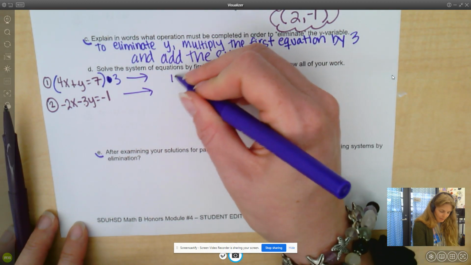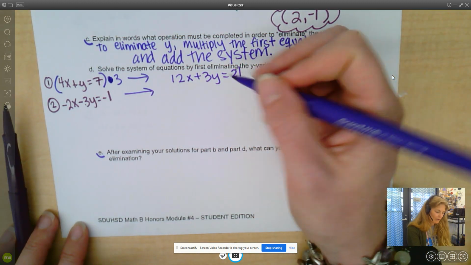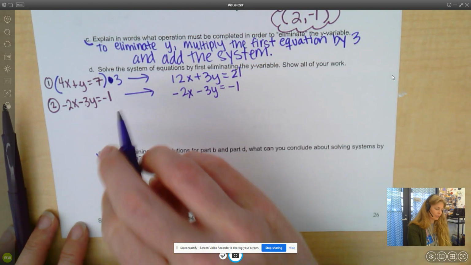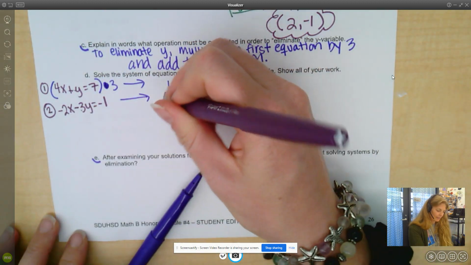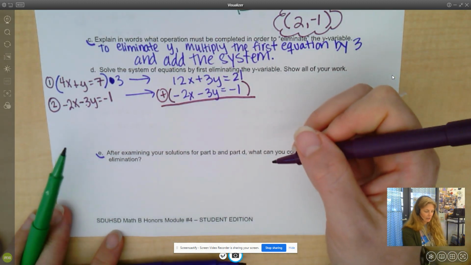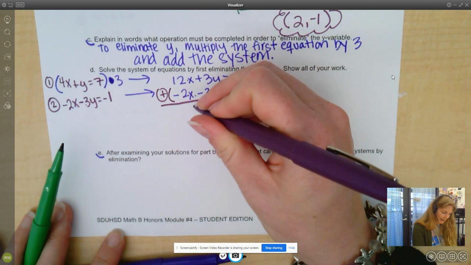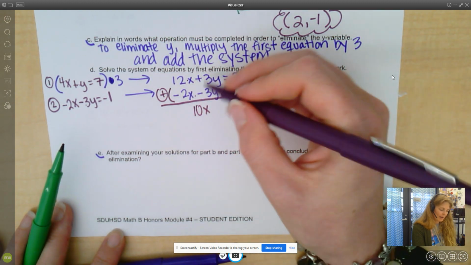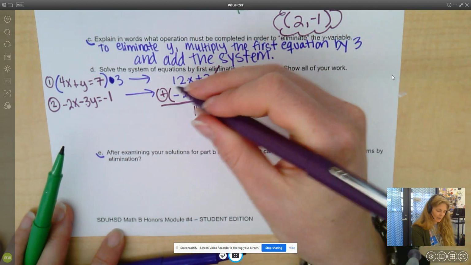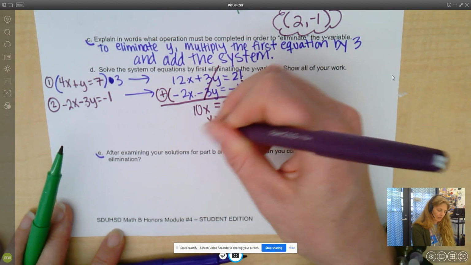When we do that, we're going to end up with 12x plus 3y is equal to 21. And we're just going to bring over that second equation, negative 2x minus 3y equals negative 1, making sure those like terms are lined up, showing we're adding the system. Here's our addition problem. 12x plus negative 2x is going to get me 10x. 3y minus 3y, y is gone, and then 21 minus 1 gets me 20. Divide both sides by 10 to get x is equal to 2.